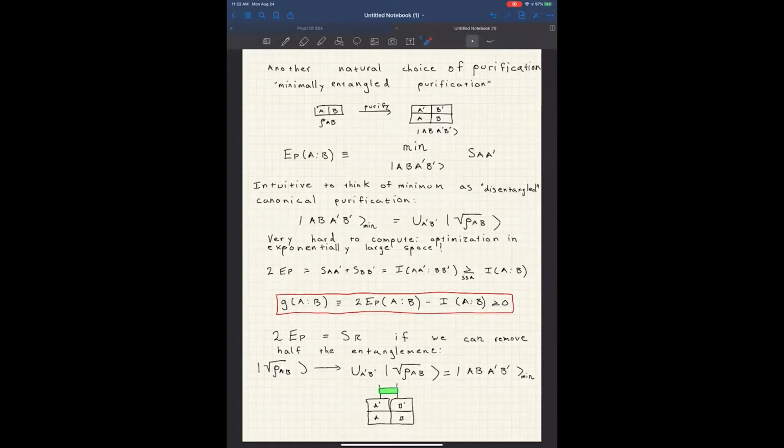Like SR, EP also satisfies a particular inequality. I can rewrite 2EP: because this is a pure state, AA prime has the same entanglement as BB prime, so I can just write 2EP as this, which, because it's a pure state, is the same as the mutual information between AA prime and BB prime. And then strong subadditivity gives us a bound that when you discard parties, mutual information always goes down. So I obtain the bound that 2EP is greater than or equal to the mutual information. Like with SR, I'm going to define this quantity to be the difference from that bound. It's greater than or equal to 0, and I'm going to call it G.